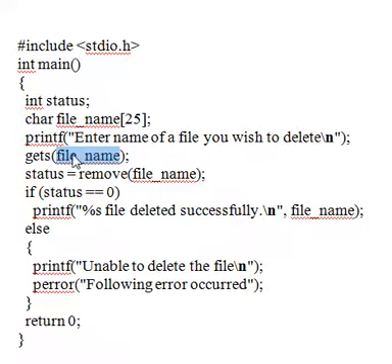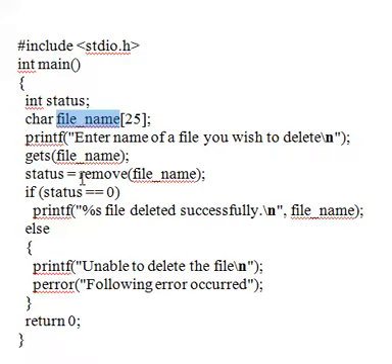So file name is an array name. The gets function will read the file name and store it in this array file name. So now this array file name has the name of the file which we want to delete.